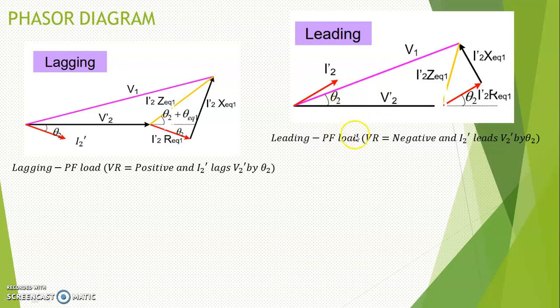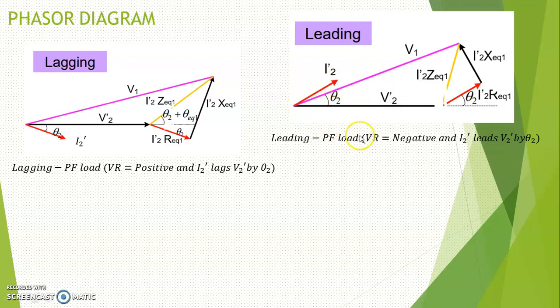The second condition is the power factor leading condition. In this case usually the voltage regulation has a negative value, and the I2 prime leads the V2 prime by theta 2. So that's why we call it a power factor leading, because the I2 prime leads the V2 prime by theta 2.